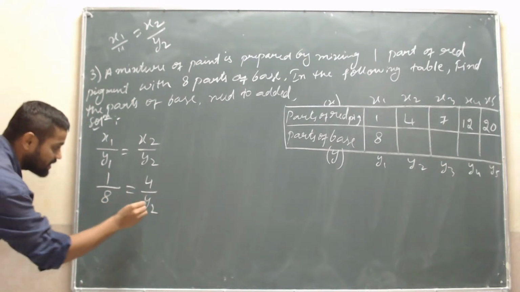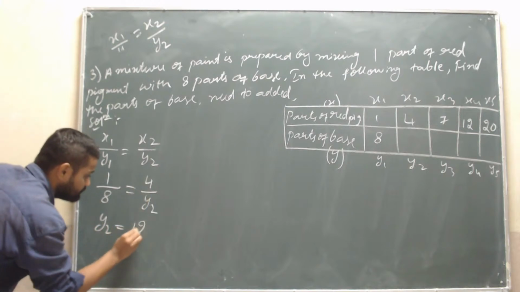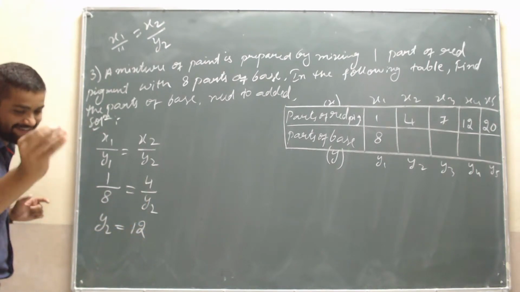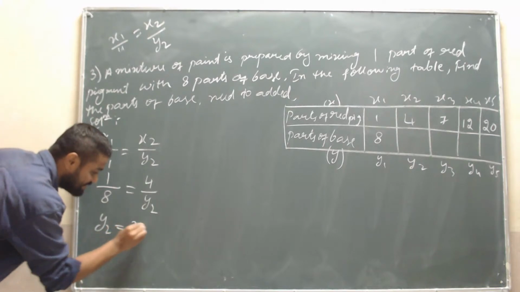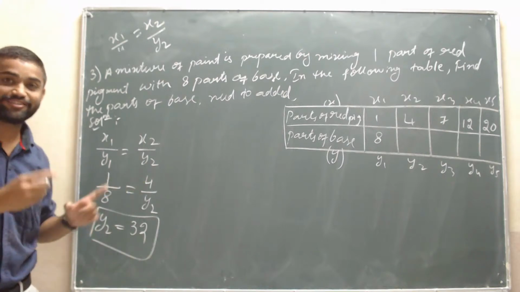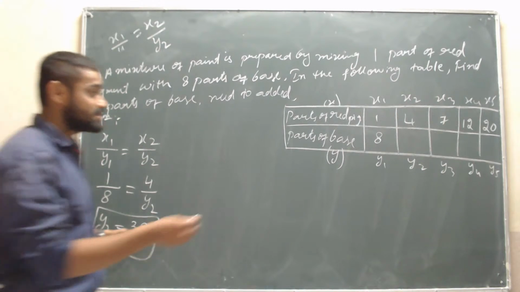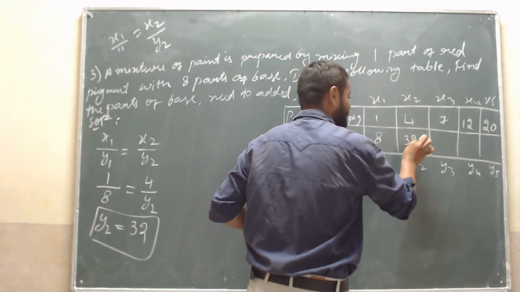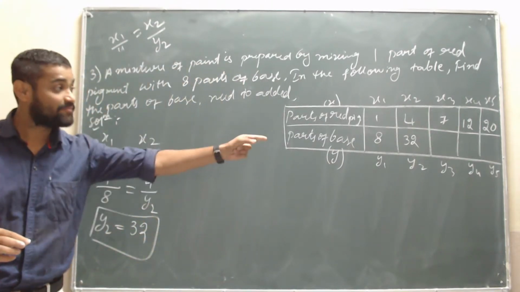Now I will cross multiply. Y2 into 1 is Y2, and 8 fours are 32. You will do it like that. 8 fours are 32. Isn't it, children? Yes. And the Y2 value is done. And next we have to find out the value of Y3.